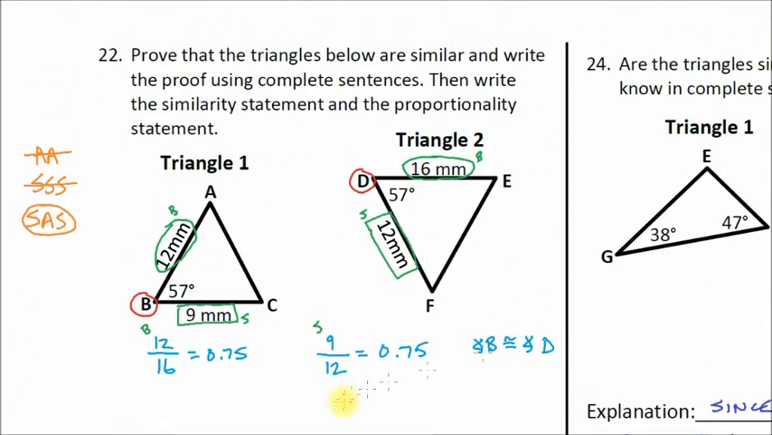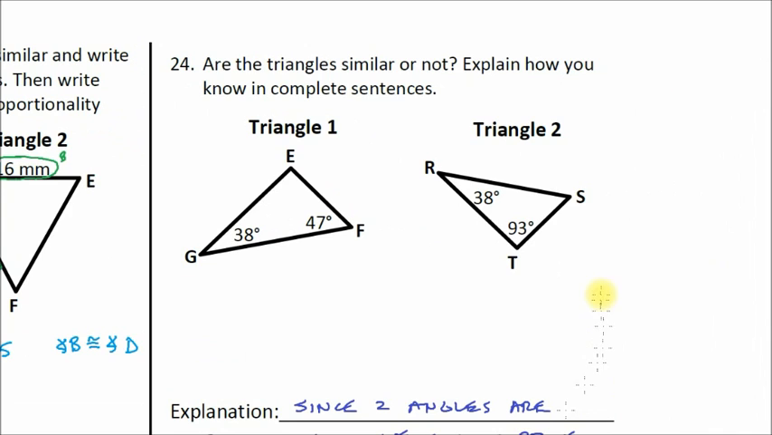All right, we got one more, number 24. Are these triangles similar or not? Explain how you know in complete sentences. Well, we got our 3 possibilities for triangle similarity, AA, SSS, SAS, and nicely they've given us 2 angle measures, so we can try to use AA.